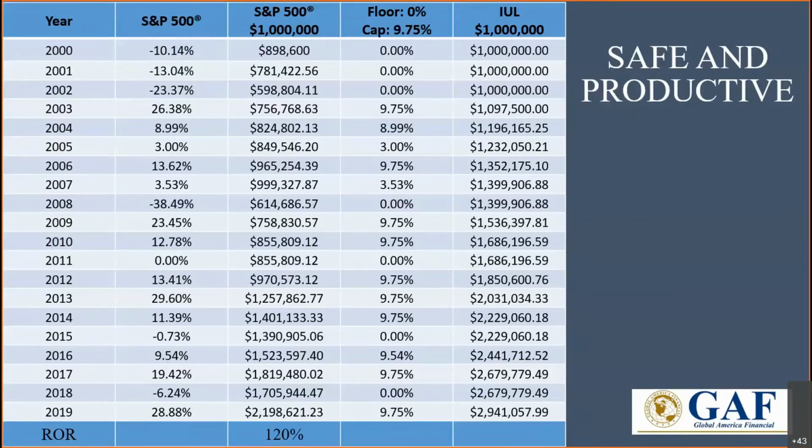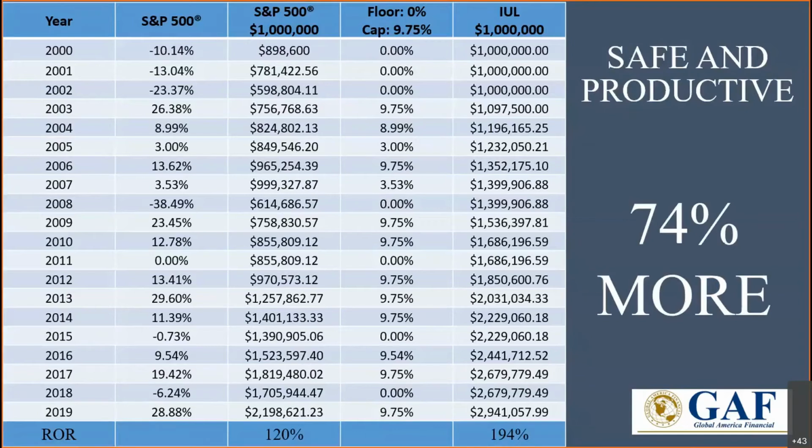So at $1 million, where would we end up in 20 years with the IUL? Almost 3 times that amount at $2.9 million. That's a 194% return. In the IUL over the last 20 years, you've been ahead of the market by 74% more than the market over the last 20 years.